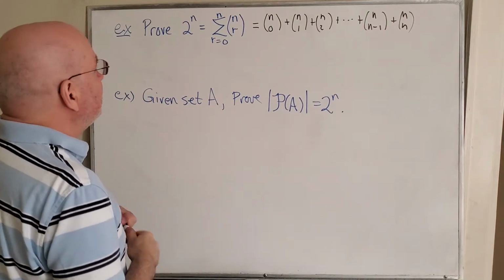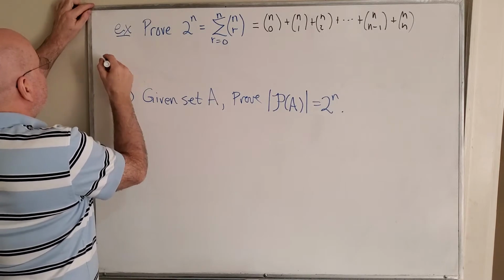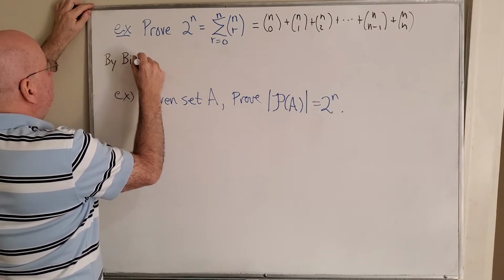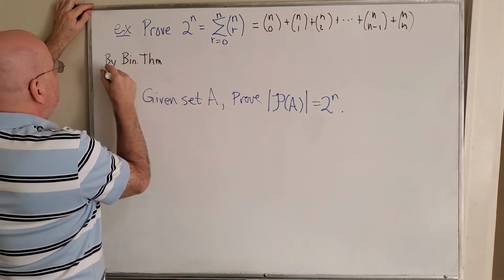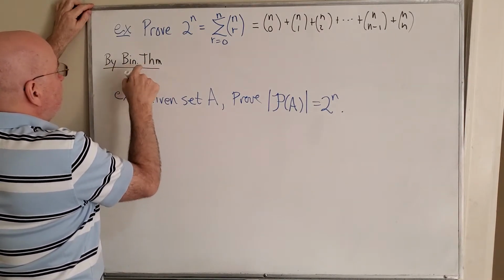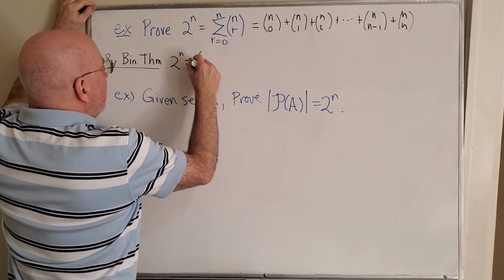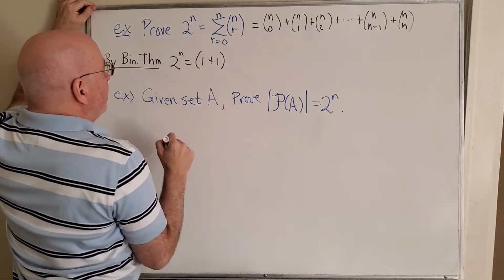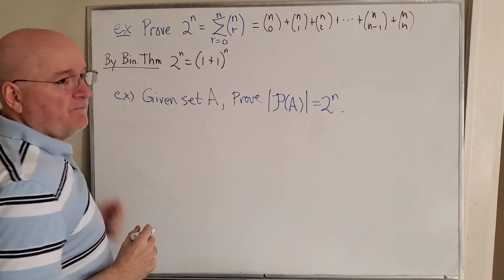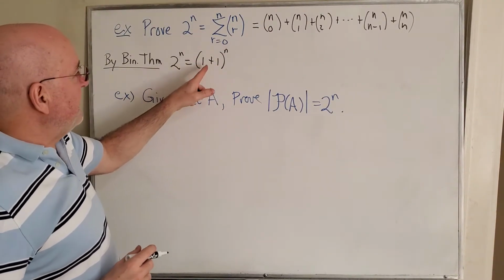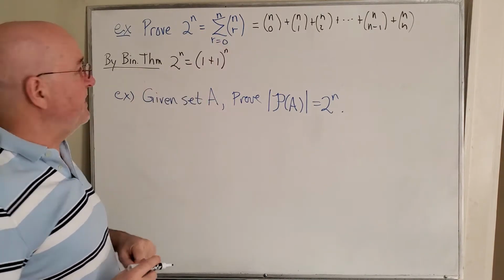And it's actually pretty easy by binomial theorem. That's binomial theorem. 2 to the n, first of all, is equal to 1 plus 1, right, to the n. That's simple. Well, we know how to use the binomial theorem on this. This is like a plus b raised to the n.